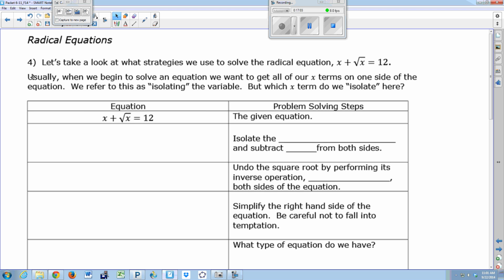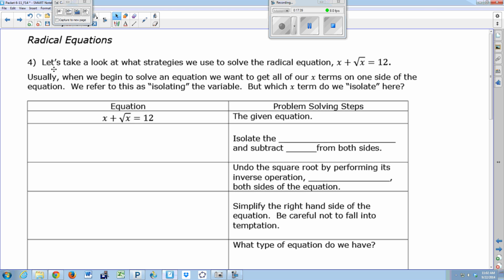In this particular case, we're looking at a radical on the left-hand side. And so usually we say we want to isolate our variable term. The problem here is we got an x and we got a square root of x. So that's the first dilemma you have to face. We need to find what x is equal to to solve this equation. So when you have a radical equation, your strategy is to isolate that radical. Get it all by itself on one side of the equation.